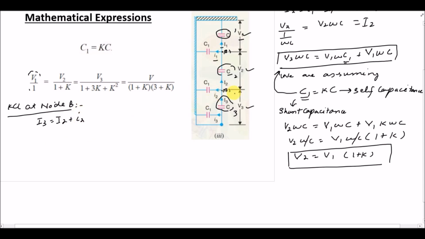Again, if I have to find the currents, I3 will be this current, and the voltage across this capacitance is V3, and the capacitive reactance is omega C. So I3 will become V3 omega C. For I2, the voltage across the capacitance is V2 and the capacitive reactance is omega C, so this will become V2 omega C.